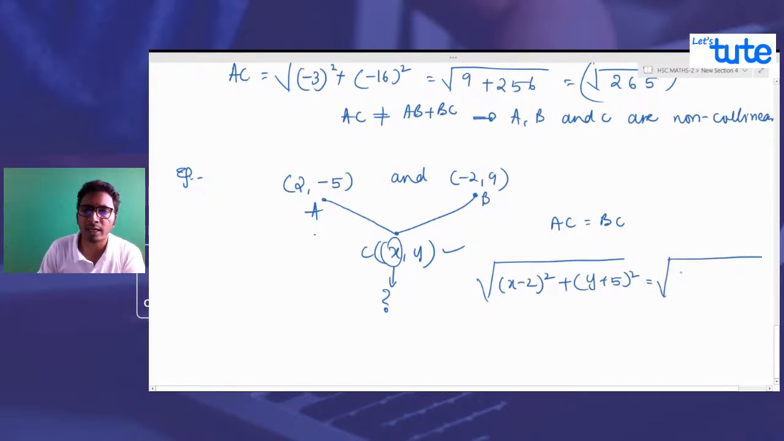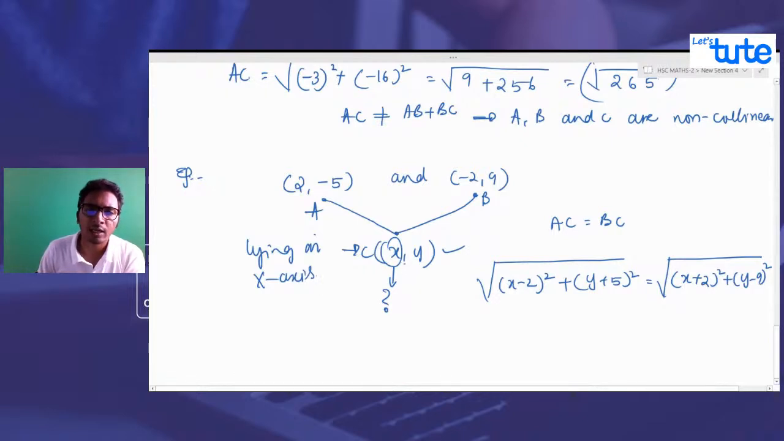So BC is x minus of minus, that is plus 2 the whole square plus y minus 9 the whole square. So whatever conditions are given, I've just applied them. And there is one more condition which I missed. It is saying that this point is lying on x-axis. The point C is lying on x-axis. The unknown point is lying on x-axis.